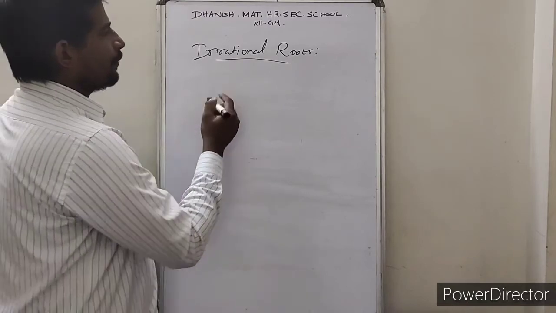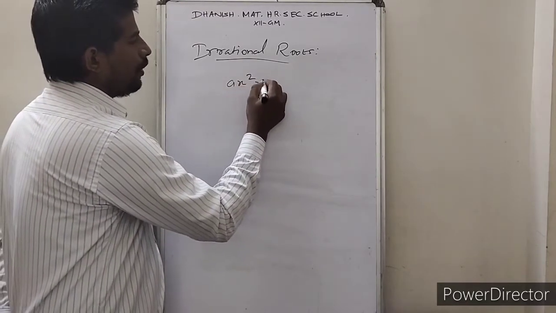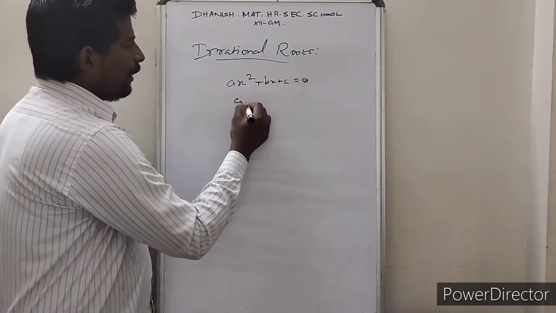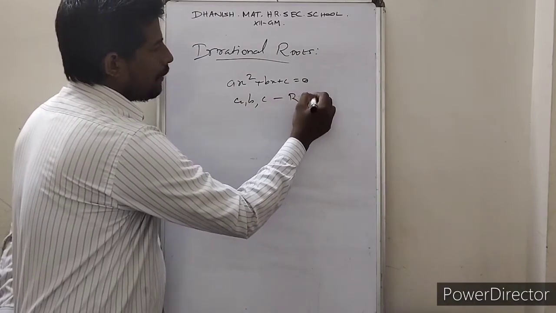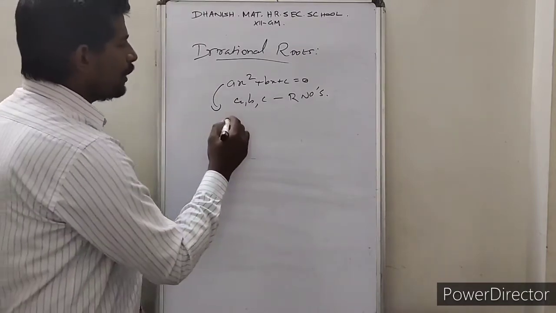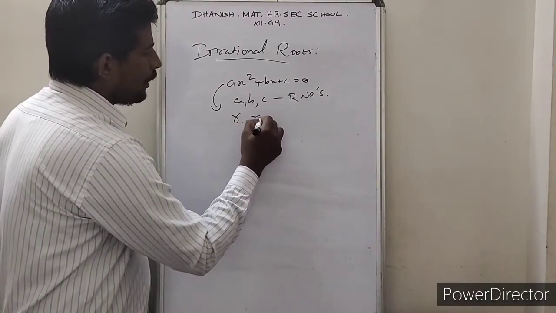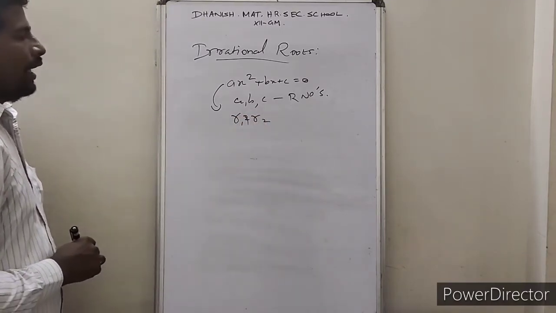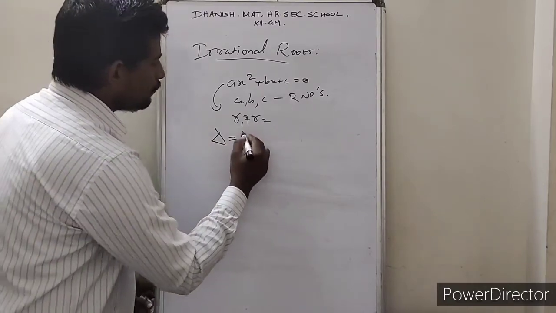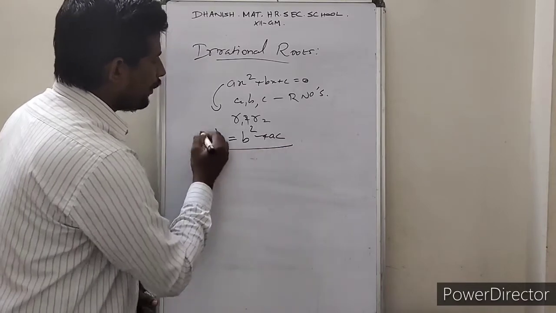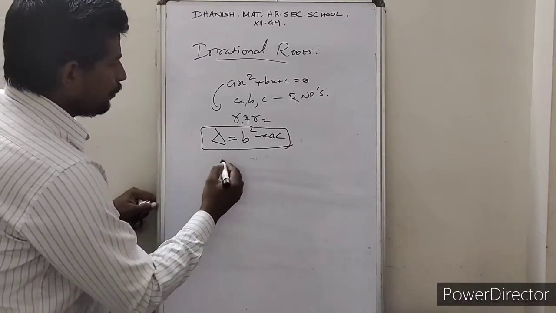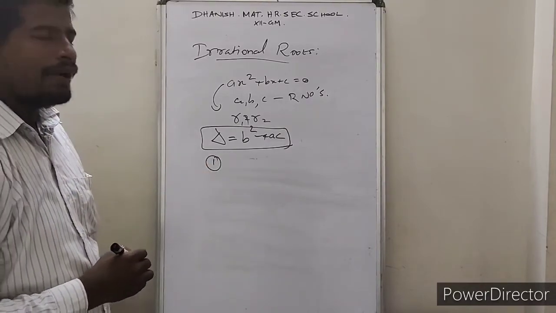Let us consider the quadratic equation ax square plus bx plus c equal to 0. Here a, b, c are rational numbers. For this quadratic equation there will be two roots. Now I am going to take the two roots as r1 and r2. As we know, I am going to take the discriminant as b square minus 4ac. By using this formula we will get two types of discriminant value. Here we will have two cases.